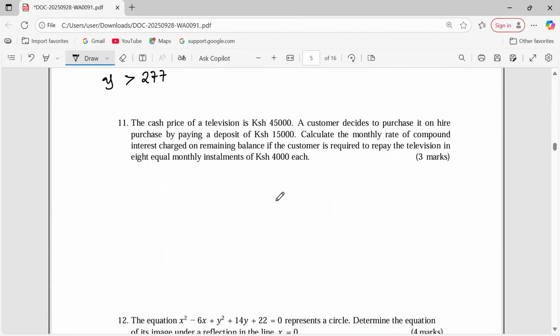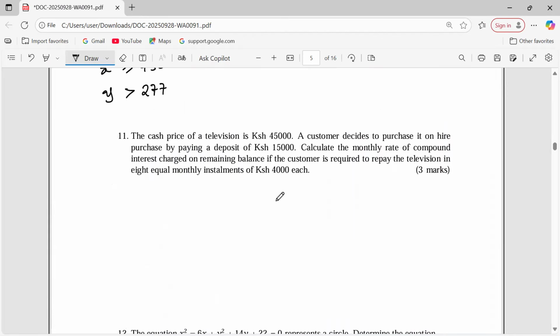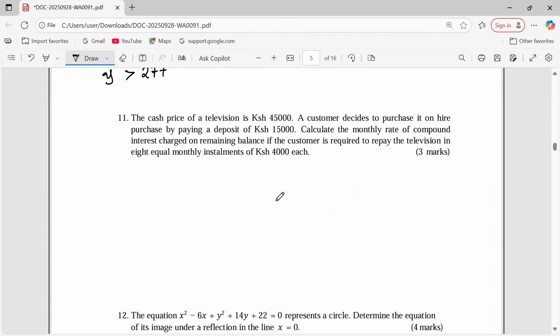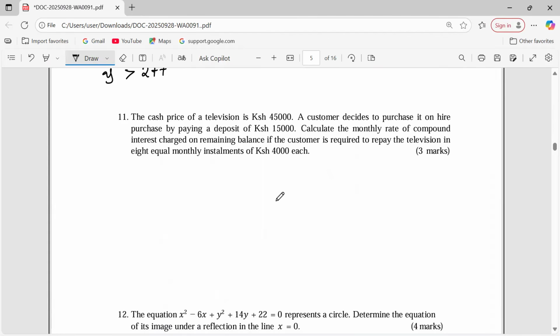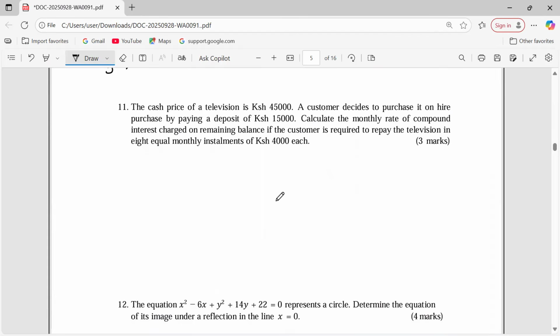Number 11, we are told that the cash price of a television is 45,000 Kenya shillings. A customer decides to purchase it on hire purchase by paying a deposit of 15,000 Kenya shillings. Calculate the monthly rate of compound interest charged on the remaining balance if the customer is required to repay the television in 8 equal monthly installments of 4,000 Kenya shillings each.